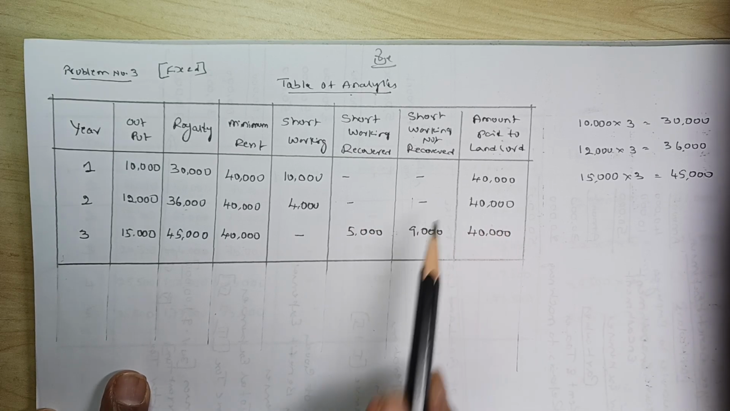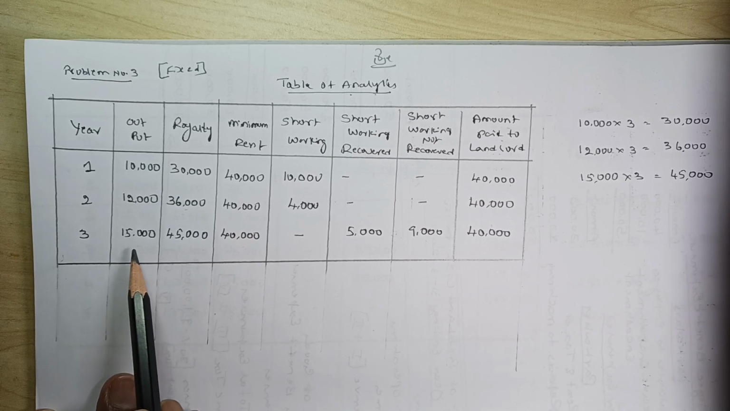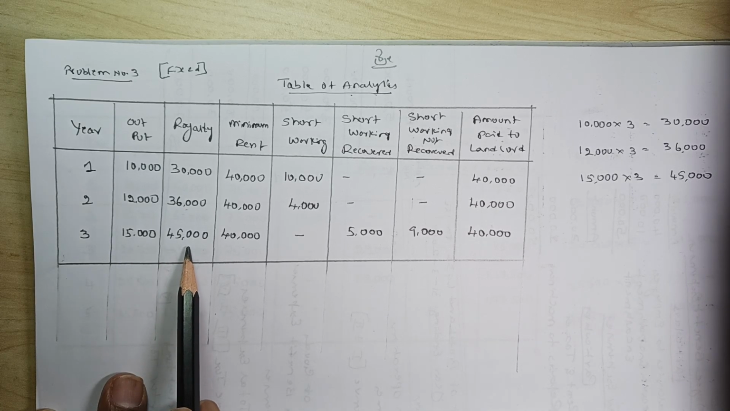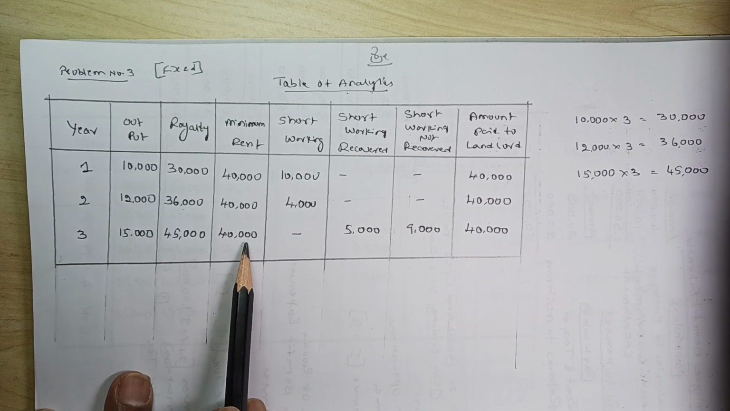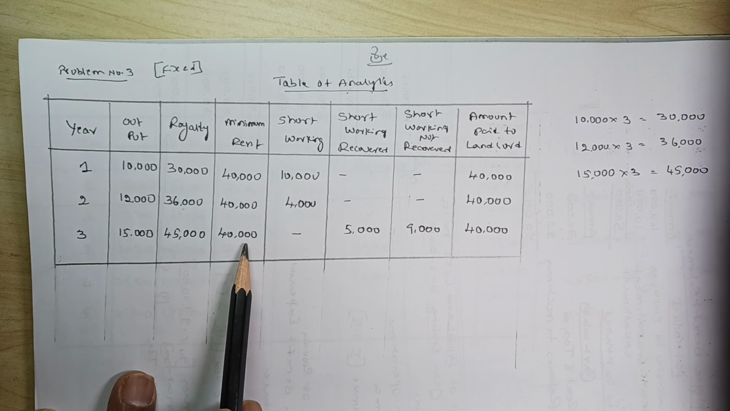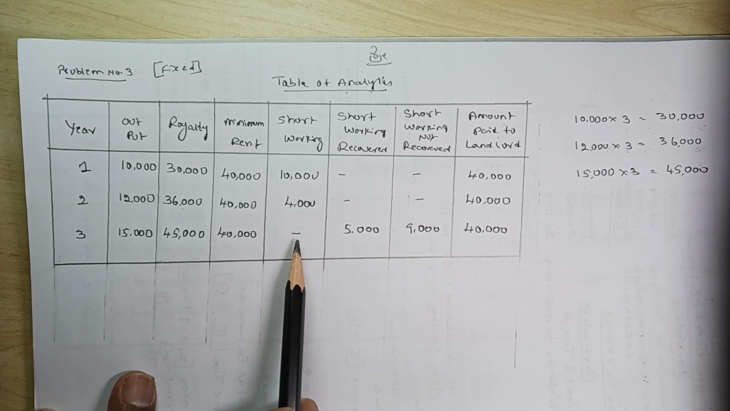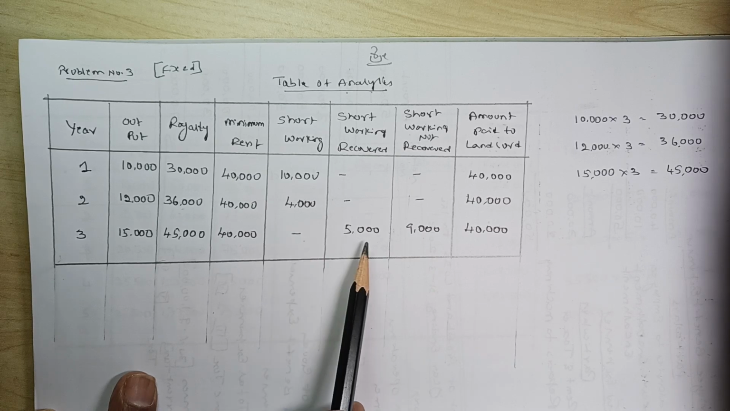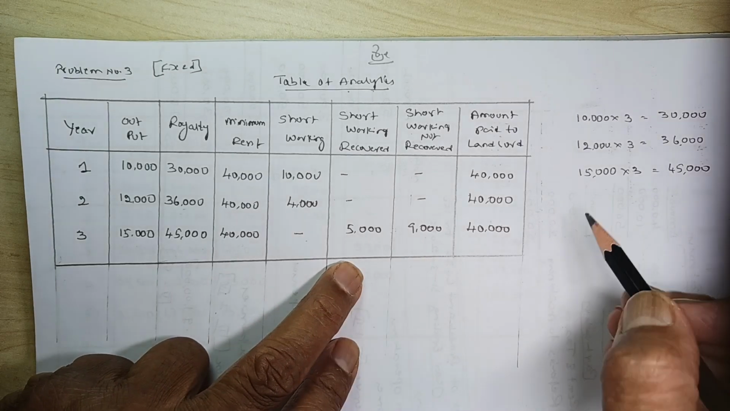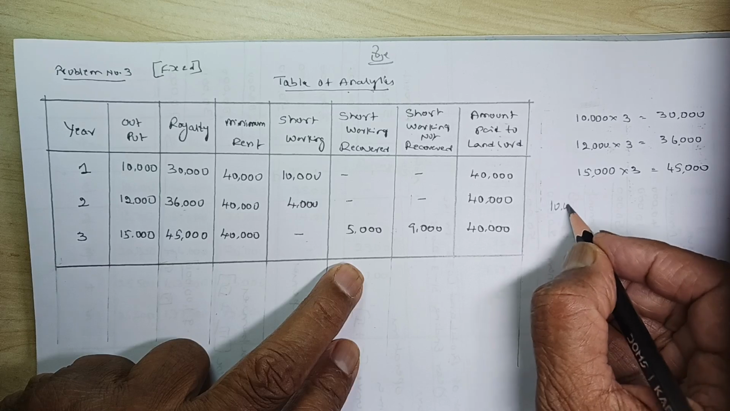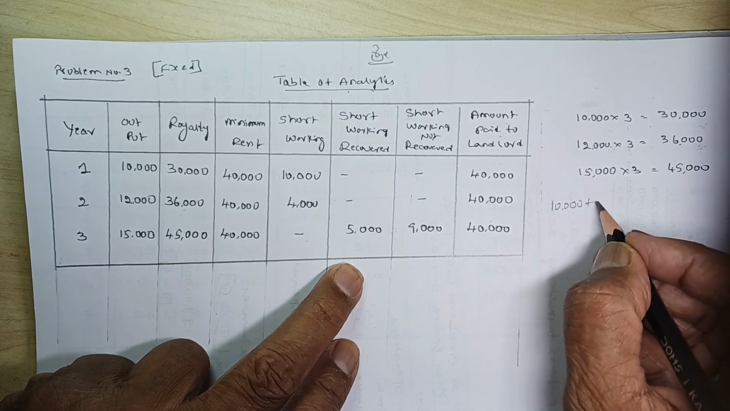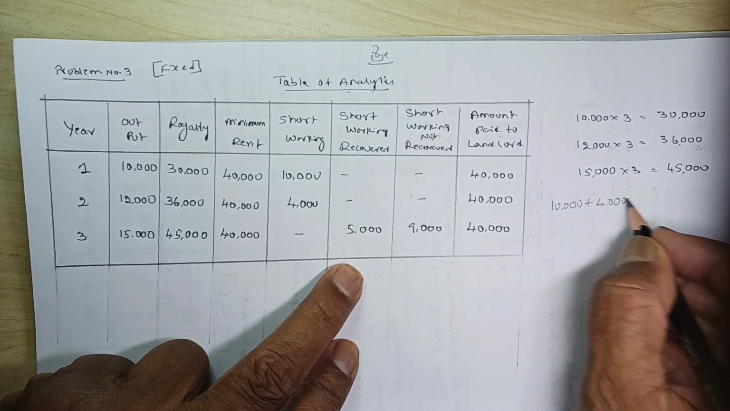40,000. Now the period is only 3 years, first 3 years, 15,000. You have royalties 45,000, that means you have an excess of how much actually? 5,000. That means 40,000 is minimum rent, but royalty earned is 45,000. Short working is nothing, but short working recouped is how much? First year is 10,000 loss, plus second year loss is 4,000.